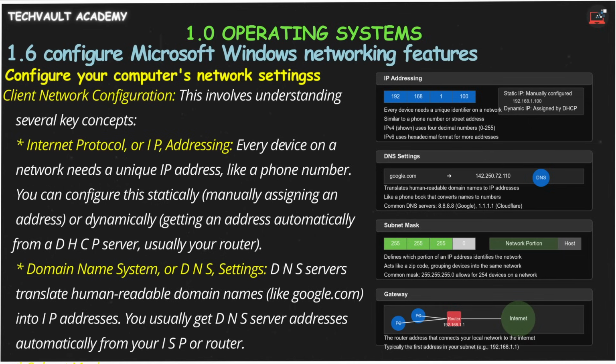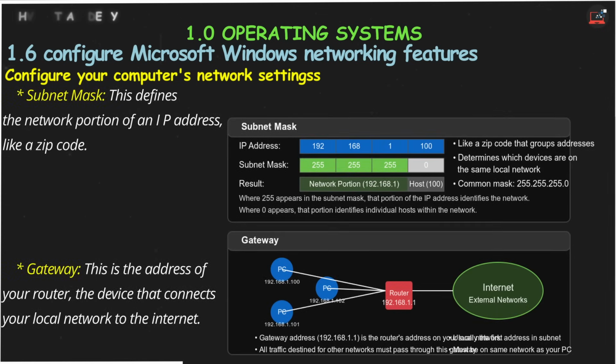You can configure this statically, manually assigning an address, or dynamically, getting an address automatically from a DHCP server, usually your router. Domain Name System, or DNS, settings: DNS servers translate human-readable domain names, like google.com, into IP addresses. You usually get DNS server addresses automatically from your ISP or router. Subnet mask: this defines the network portion of an IP address, like a zip code. Gateway: this is the address of your router, the device that connects your local network to the internet.